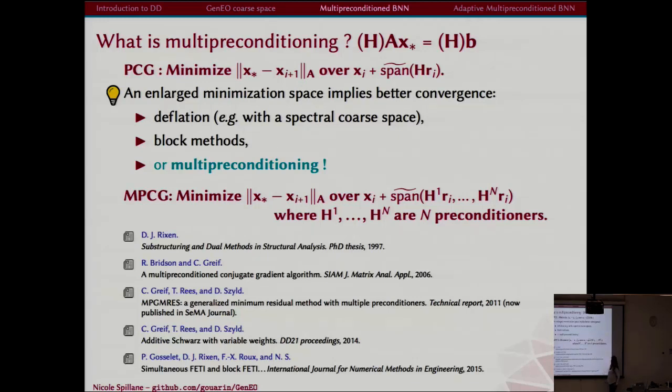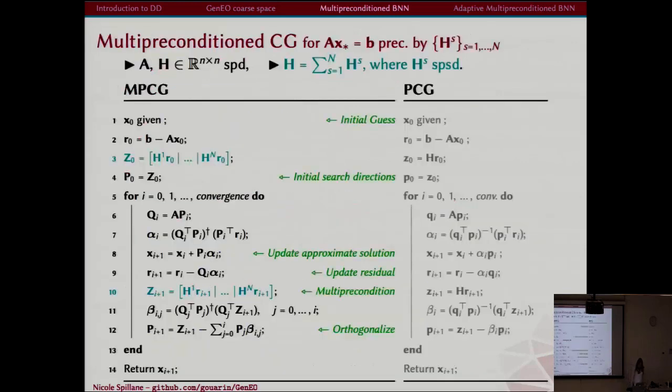Now I started working on MPCG with Daniel Rixson, and he had presented the idea for Fetty in his PhD thesis. And there is also a multi-preconditioned GMRes method, which is in these papers here. Okay, so it's not a very well-known method, but we are getting good results with it, so I think it's an encouraging method. So let's look in more detail at the MPCG algorithm.